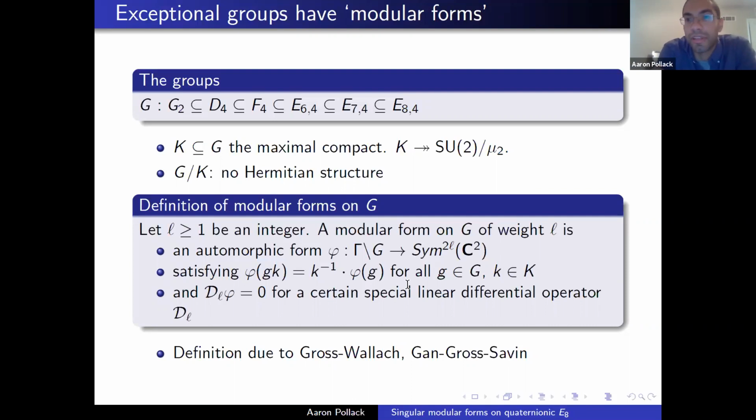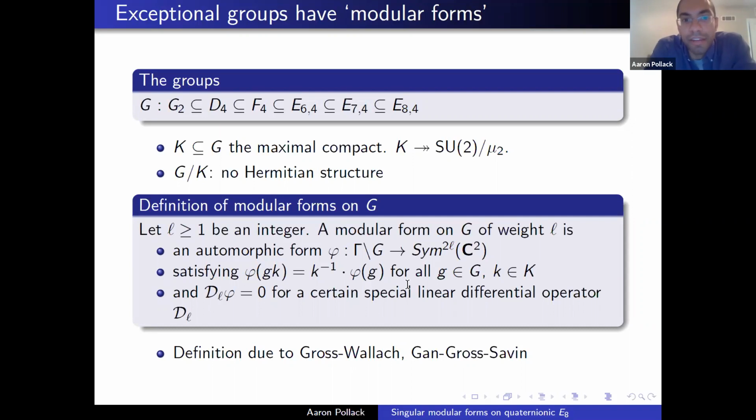And these are the underlying groups for the notion of modular forms on exceptional groups, these special automorphic forms. So all these groups in this chain have a very similar structure at the real place. In particular, if you look at the maximal compact subgroup of the real points, it has a surjection to SU2 mod mu2. And G mod K for all of these groups does not have Hermitian structure. The symmetric space has no Hermitian structure.